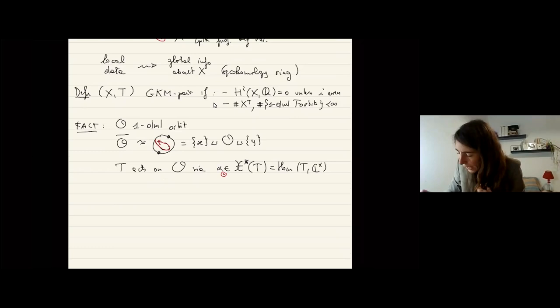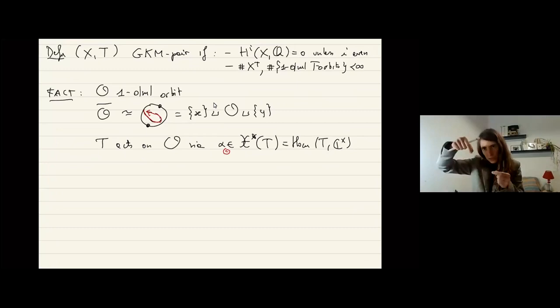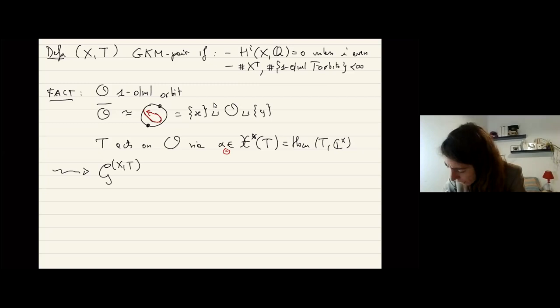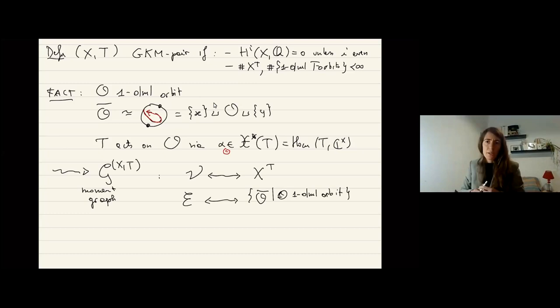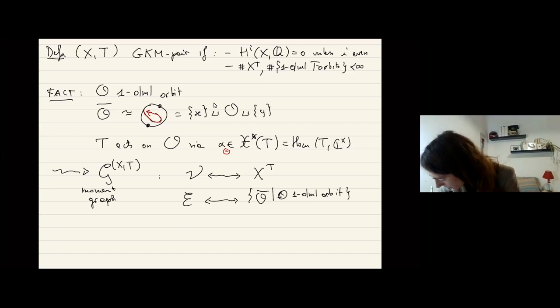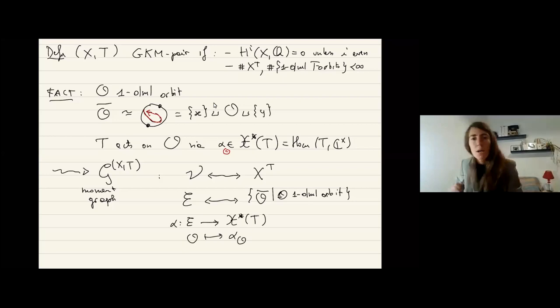So, okay, what we have hence is that whenever I have a one-dimensional orbit, it has two fixed points in its closure. Meaning that, again, under the assumption that (X, T) is a GKM pair, I have a graph, if I look at the one-skeleton of this action. That's called the moment graph. It has a set of vertices, the fixed point set. And then as edges, we have the one-dimensional orbit closures. And then I want to color everything by the corresponding torus characters. So let me call it alpha. So alpha is a function from E to the character lattice, which sends O to alpha O as above.